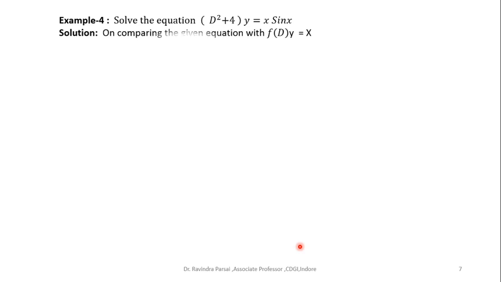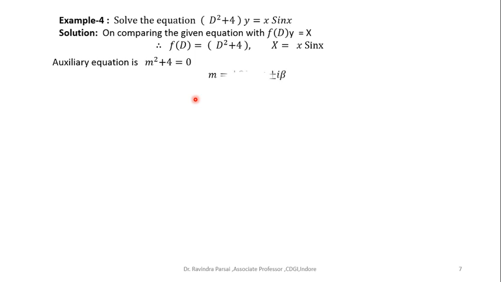Now we concentrate on the next example, example number 4 here, on comparing the given equation with f of D y equal to x sin x. Again you will find the auxiliary equation: m square plus 4 equal to 0. The possible roots are m square equal to minus 4, so the roots are plus or minus 2i, complex or imaginary roots here. Then we know how to write the CF in this case: e raised to alpha x, where the real part is 0 and e raised to 0 is 1, so c1 cos 2x plus c2 sin 2x.